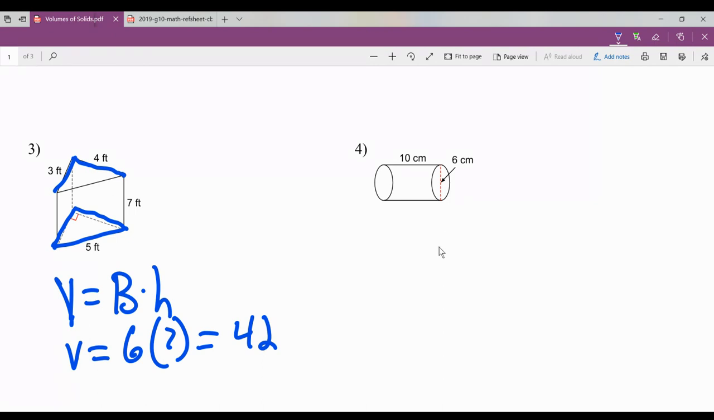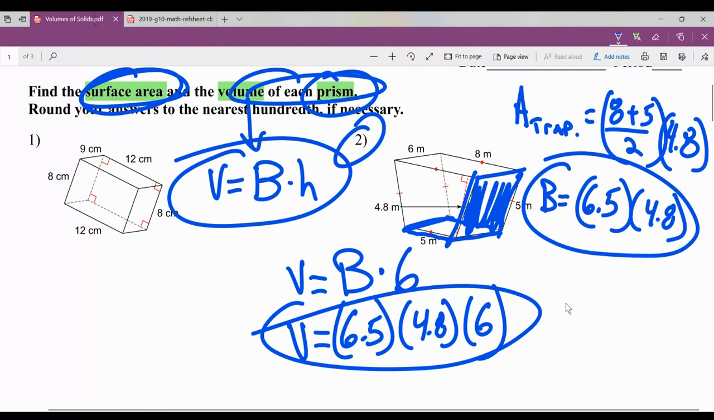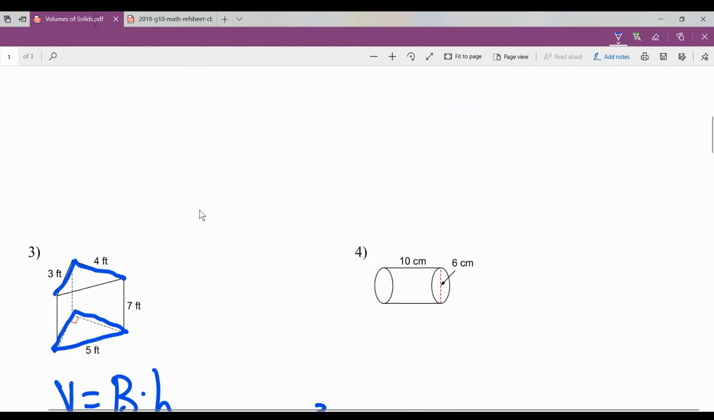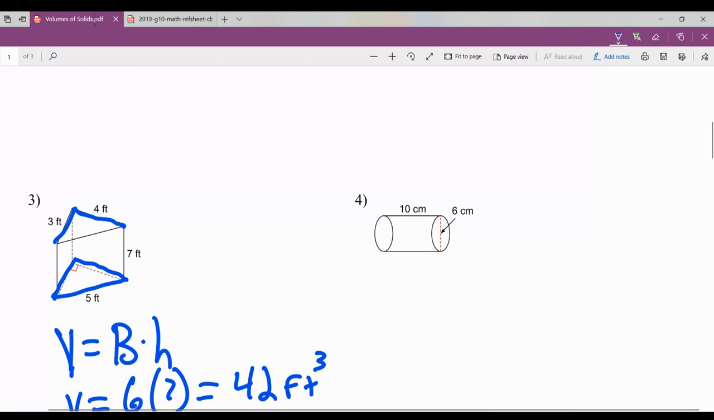All right, now, I was just talking numbers so far. Remember units. In this case, the volume is going to be measured in, I wrote square, the volume is going to be measured in cubic feet. So in number 2, the volume was cubic meters. In number 1, the volume would have been cubic centimeters. Right. Number 4, you can get into debates with people about whether this is a prism or not.